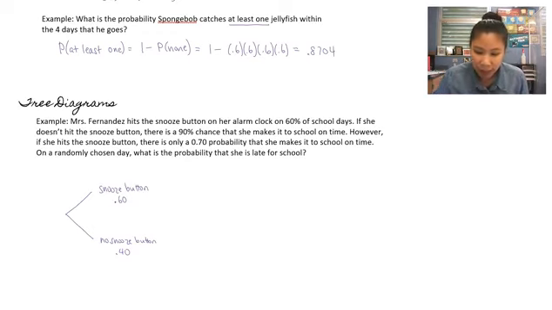Okay, so then if she doesn't hit the snooze button, there is a 90% chance that she makes it to school on time. So no snooze button, 90% chance of being on time.